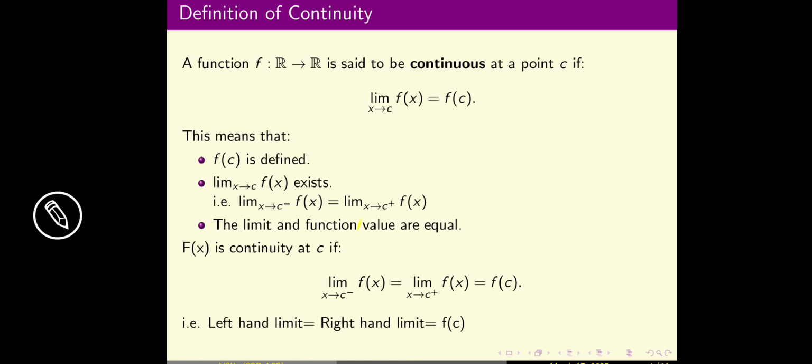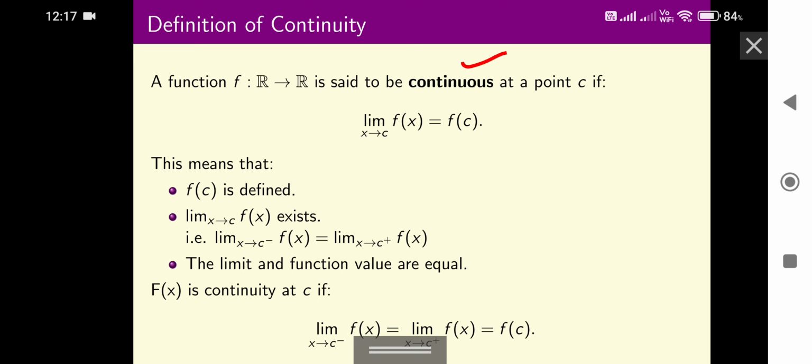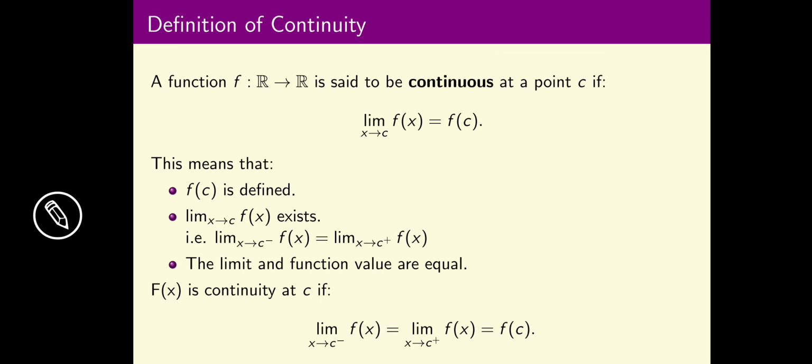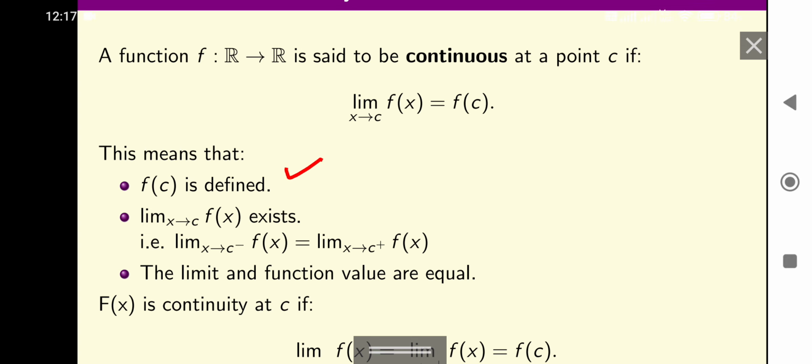Now let us see the definition of continuity. It's very easy. A function is continuous at a point c if limit x tends to c f(x) is equal to f(c). That is, three things are involved over here. The function f(c) is defined. Limit x tends to c exists, that is this limit. It means the left hand limit is equal to right hand limit. And how to evaluate this we'll see in the example. And third, these two values should be equal, that is this value should be equal to the value at c.